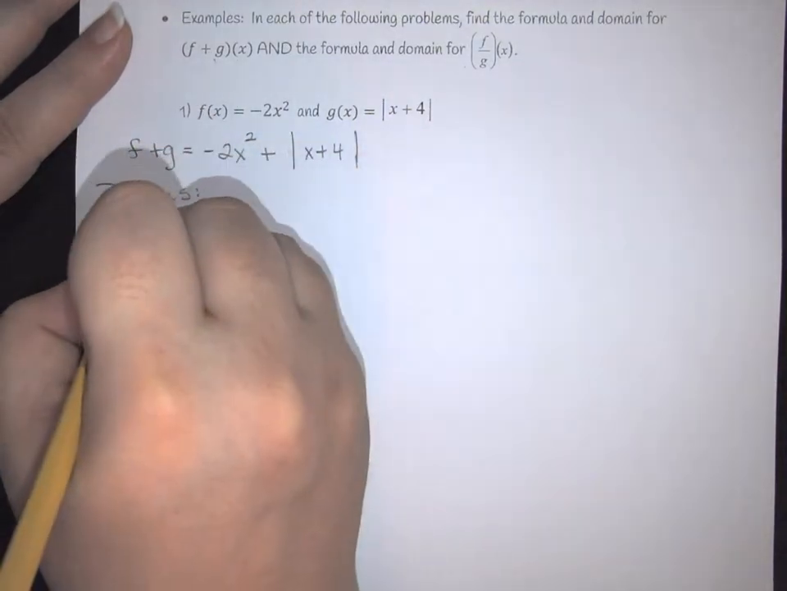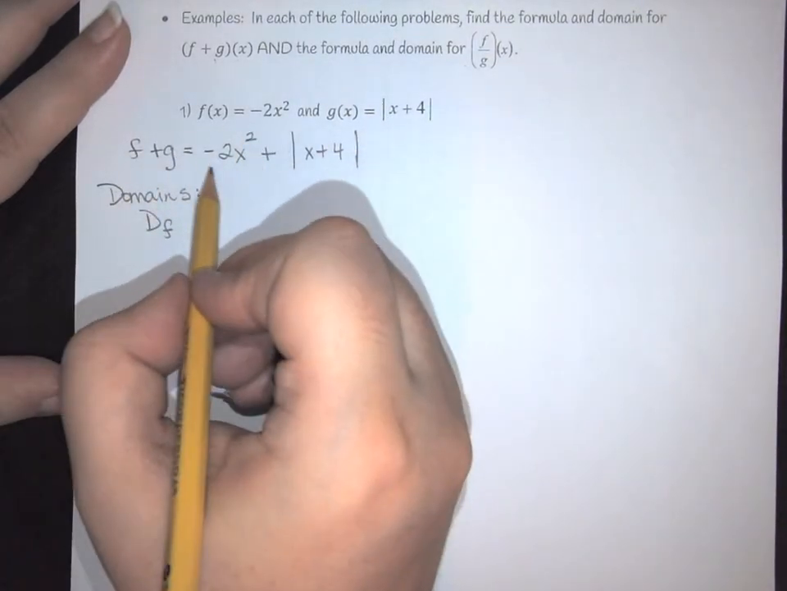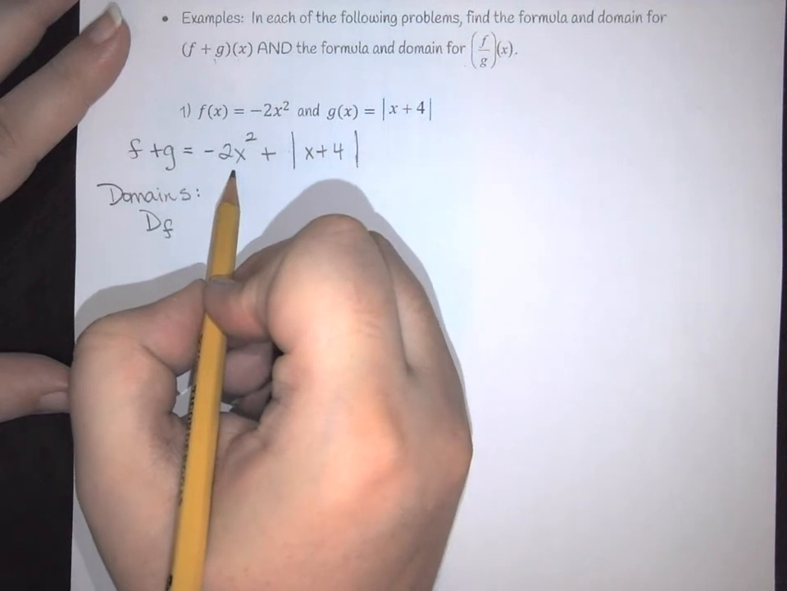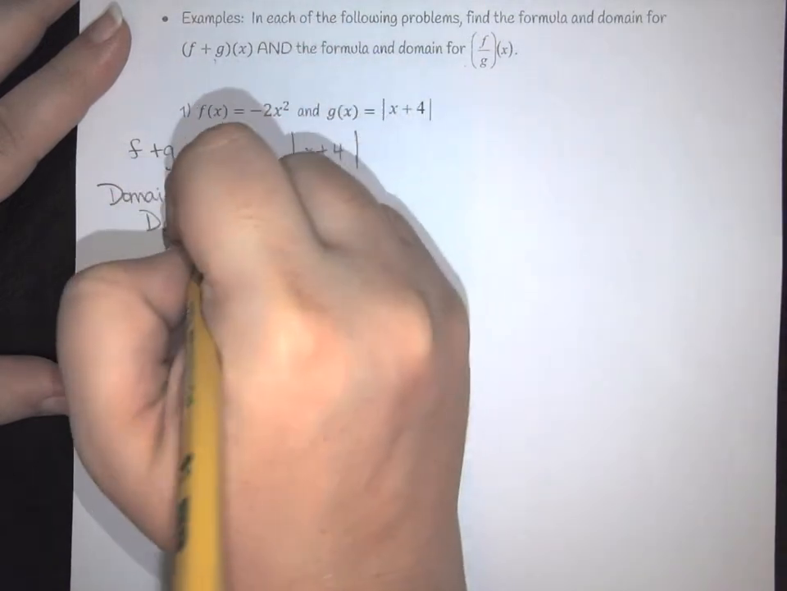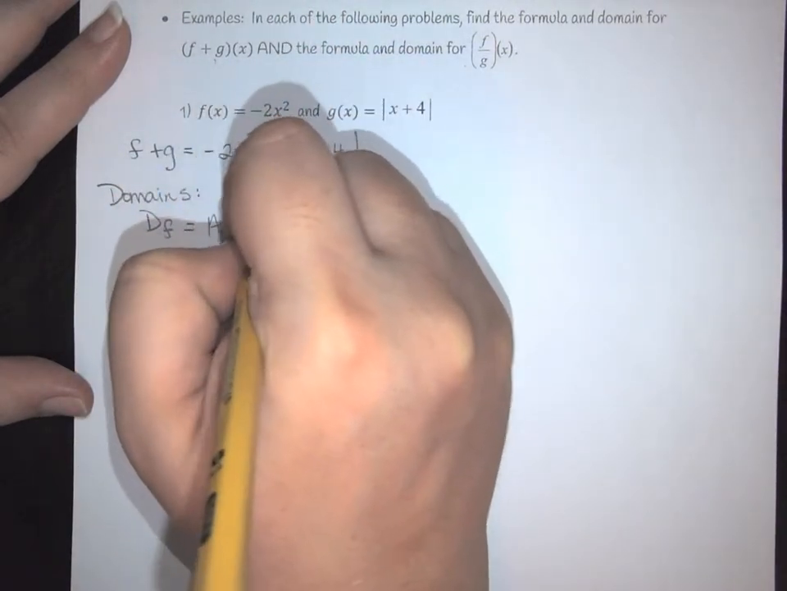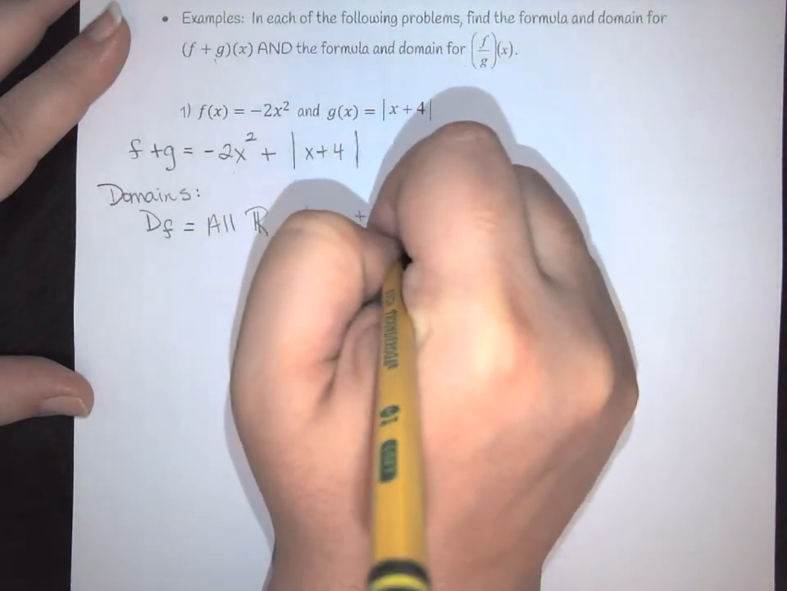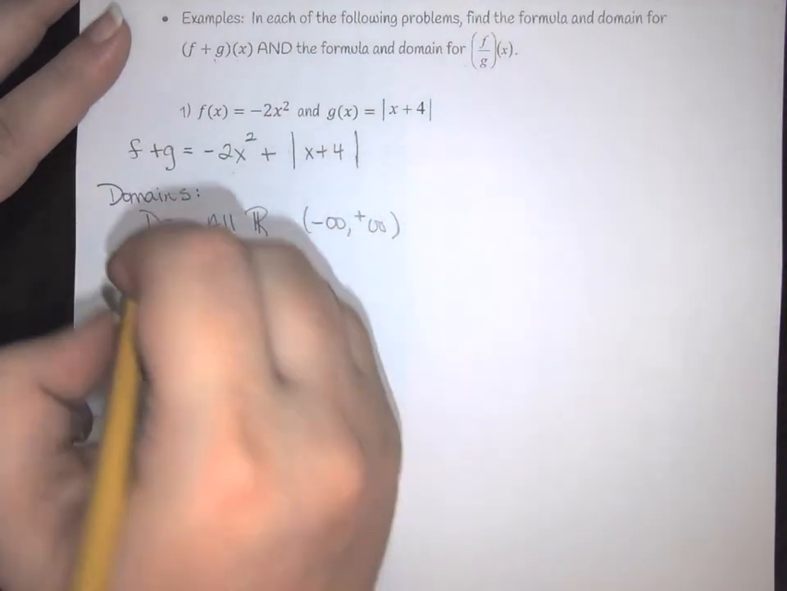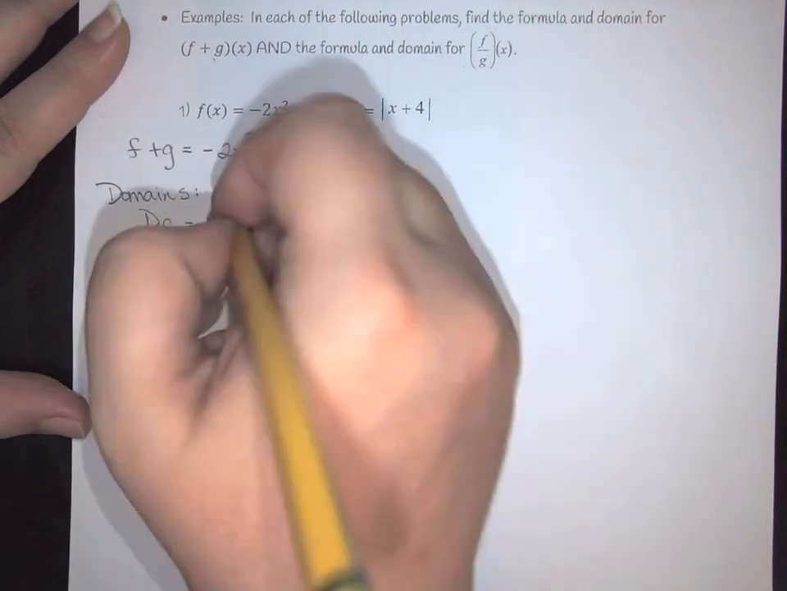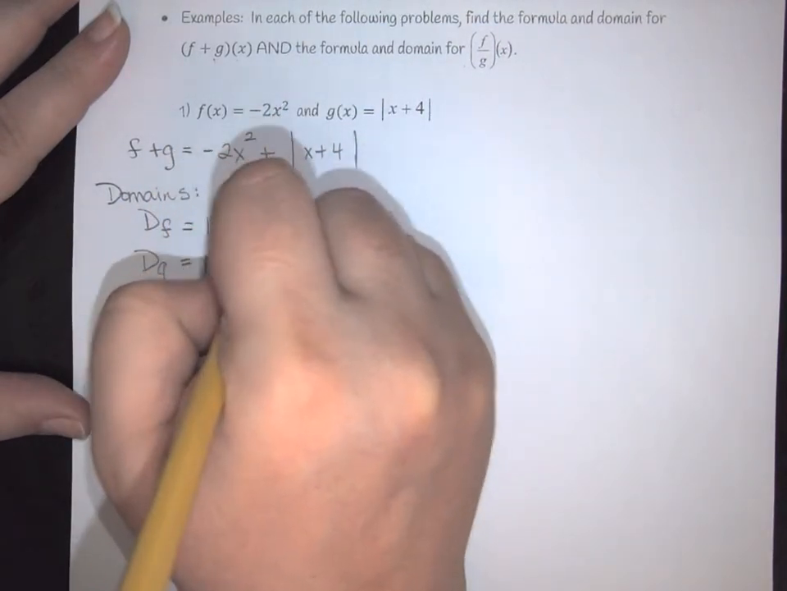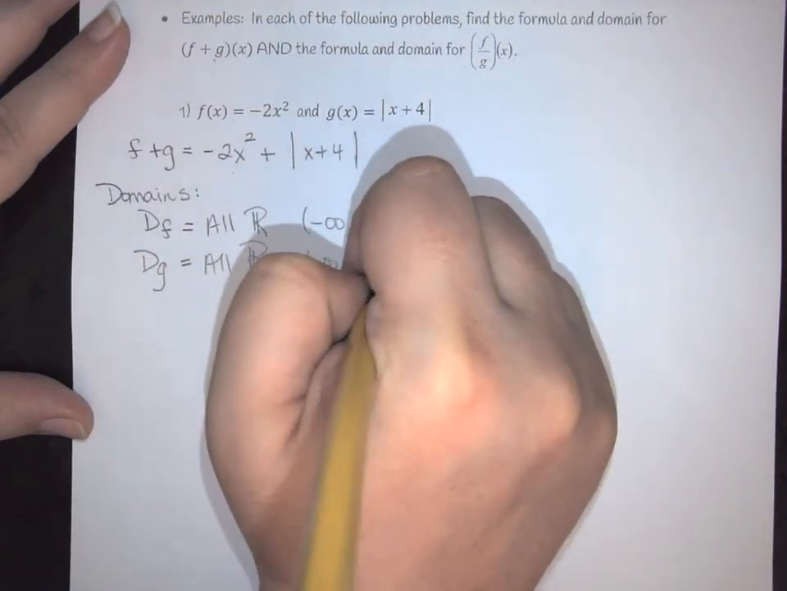And first we're going to look at your domain for f. So if we're looking at this, my f of x is negative 2x squared. So what do we know about my domain of f? Well, parabolas have domains of all real numbers. So that also means negative infinity to positive infinity. Well, not only that, but when we look at the domain for g, when we're talking about absolute value, we're also talking about all real numbers. Again, negative infinity to positive infinity.